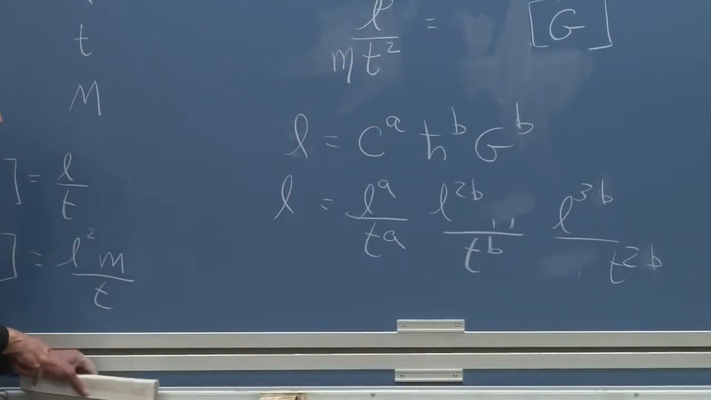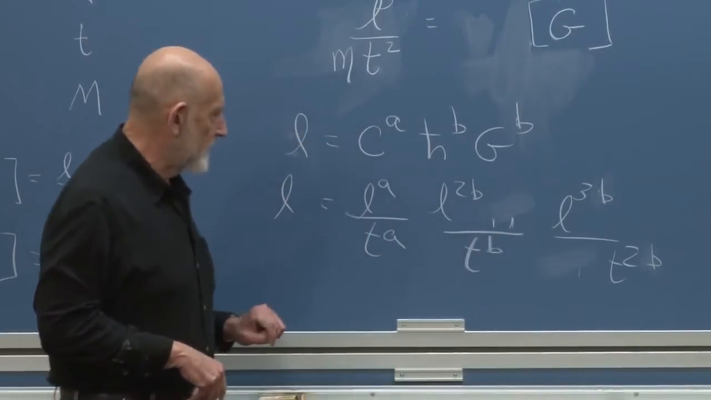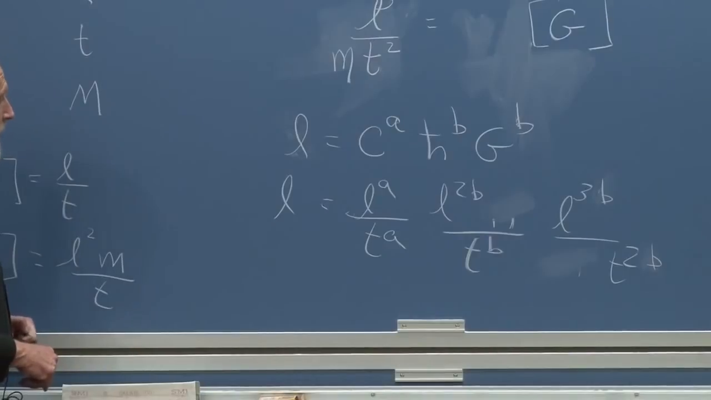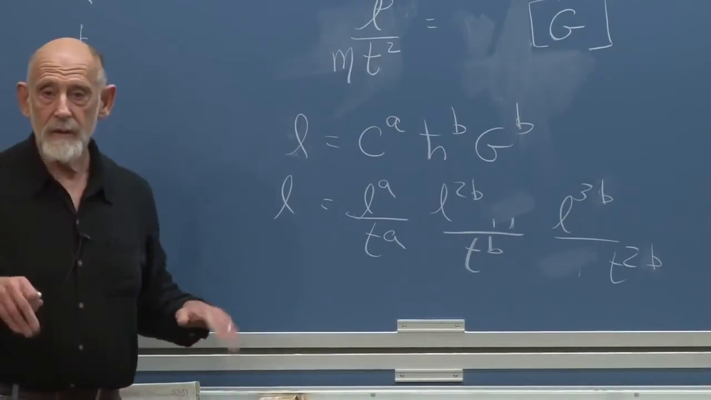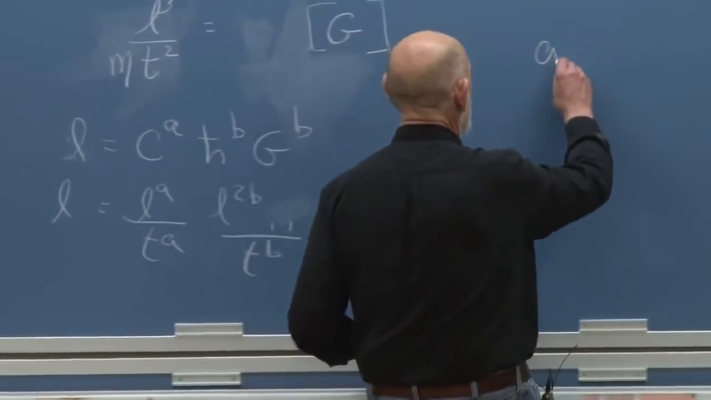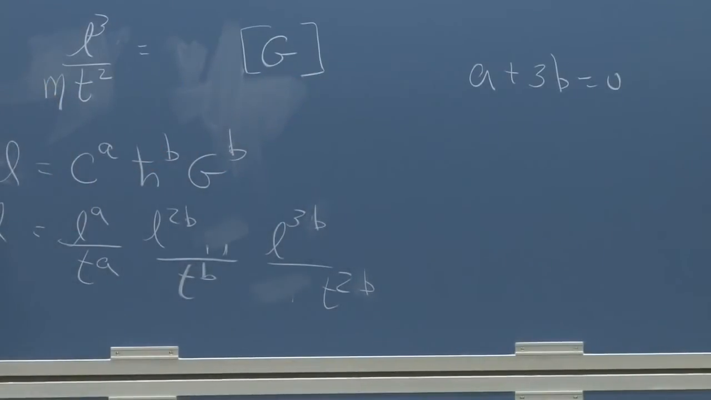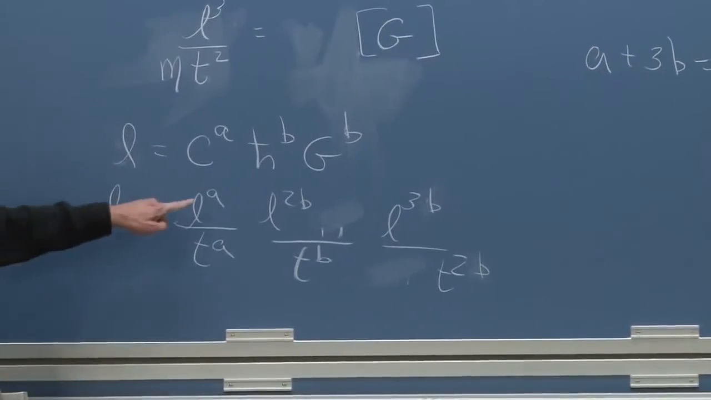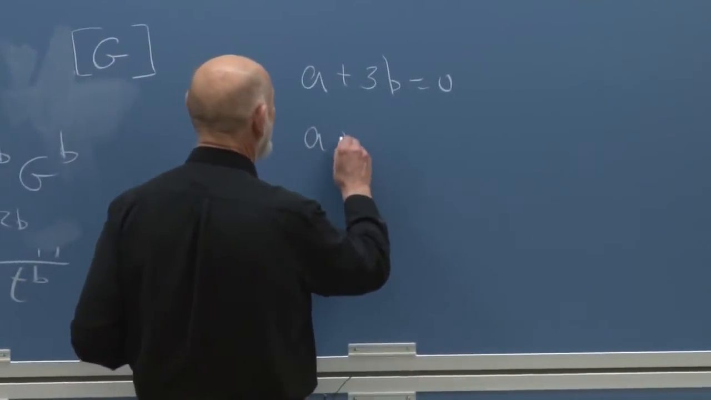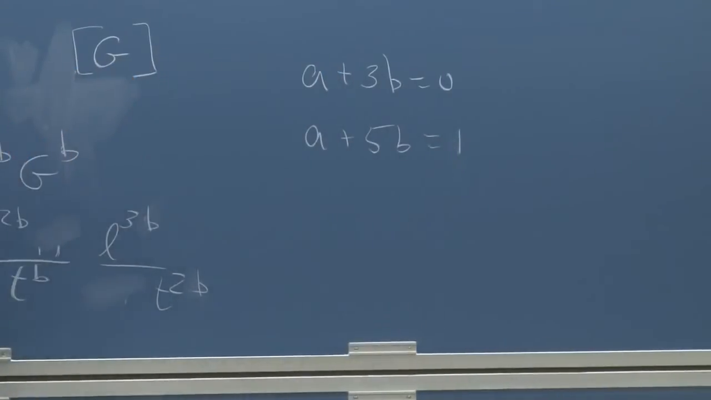Now I want to get rid of the time. So that means that A plus B plus 2B has to be 0. It should be time to the 0. There's no time on the right-hand side. So that says that A plus 3B should be equal to 0. And we've got to get a single power of length on this side. So A plus 5B should be 1.